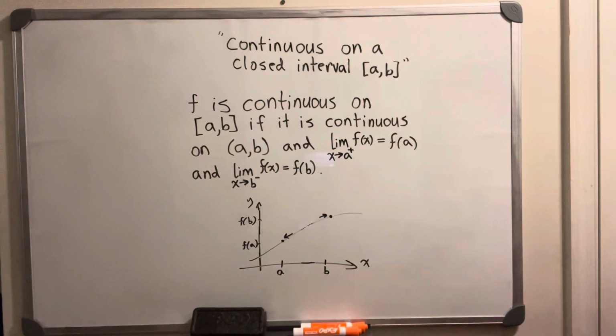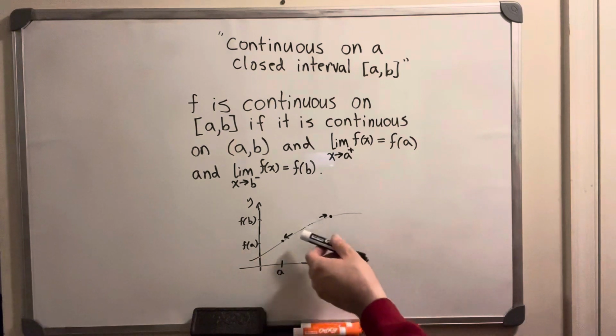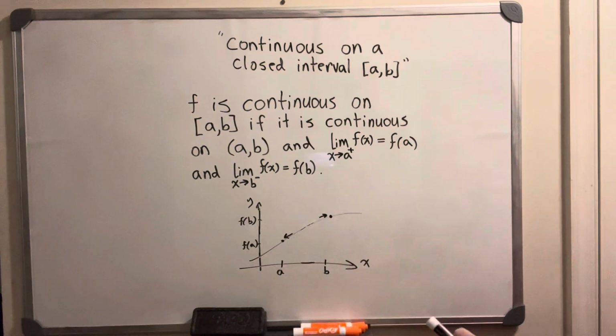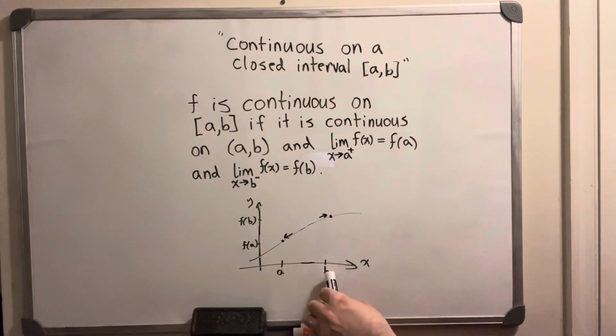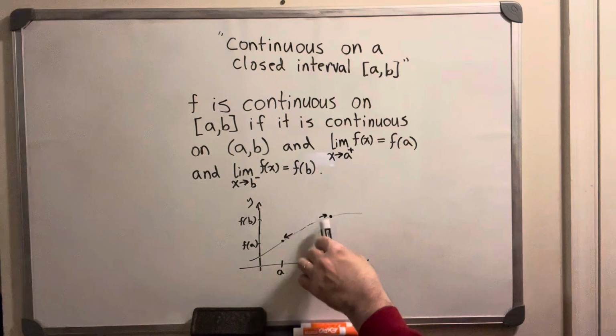And the phrase continuous on a closed interval ab means that some function f is continuous on the open interval ab, and if the limit as x approaches the lower bound a from the right equals f of a, and if the limit as x approaches the upper bound b from the left of f of x equals f of b.